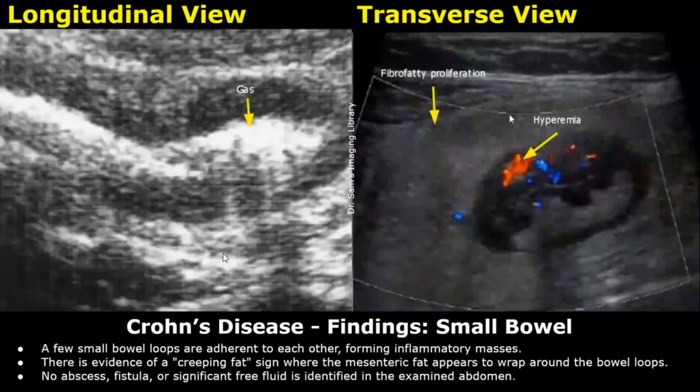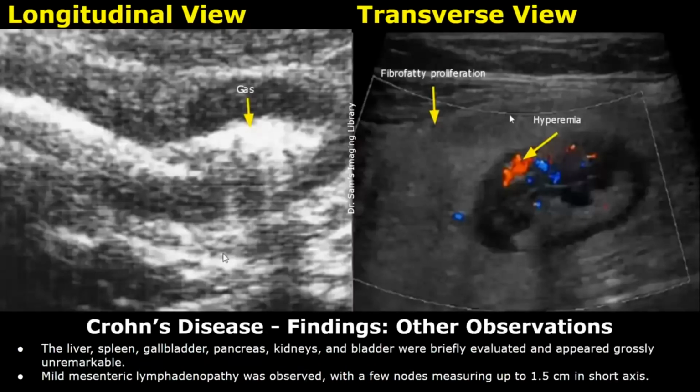A few small bowel loops are adherent to each other, forming inflammatory masses. There is evidence of a creeping fat sign, where the mesenteric fat appears to wrap around the bowel loops. No abscess, fistula, or significant free fluid is identified in the examined abdomen. Mild mesenteric lymphadenopathy was observed, with a few nodes measuring up to 1.5 cm in short axis. The other organs were normal.